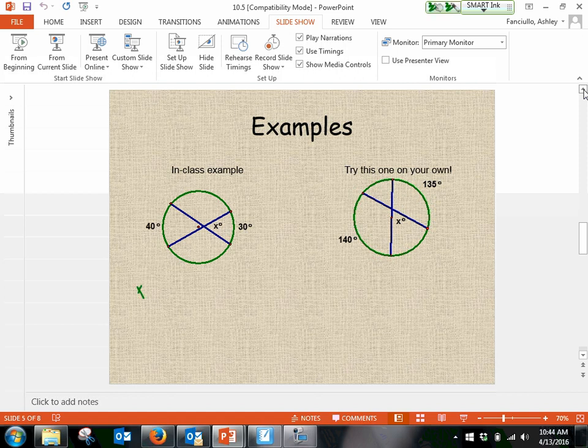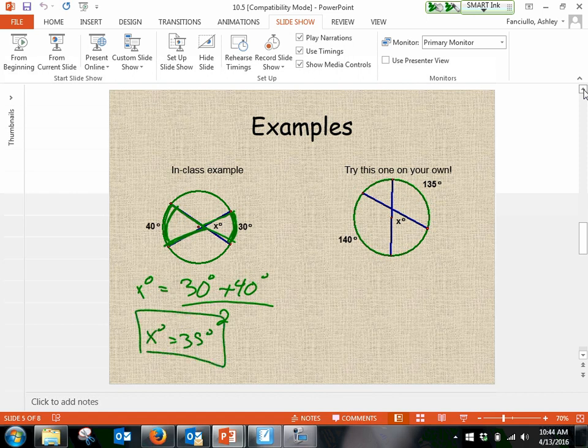So if I want to find angle x, all I'm going to do is take its arc here, which is 30, and then go to its vertical. So all of this is in green. So I'm taking 40, adding that up, and then I've got to cut it in half. So 30 plus 40, we should know, is 70, and then half of 70 is just 35. Okay, so x is equal to 35 degrees.